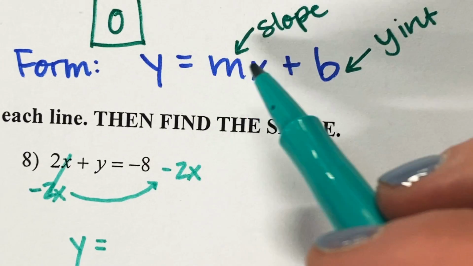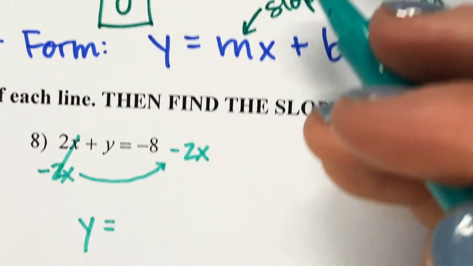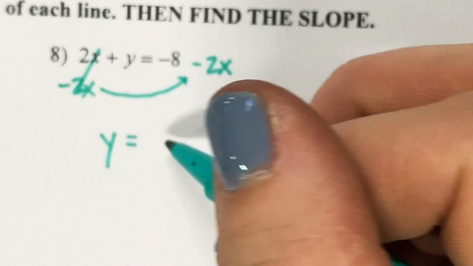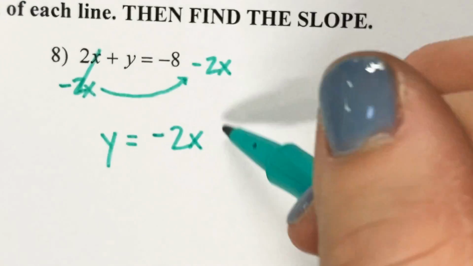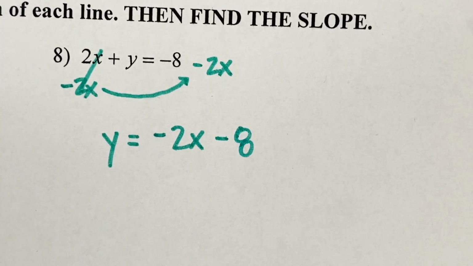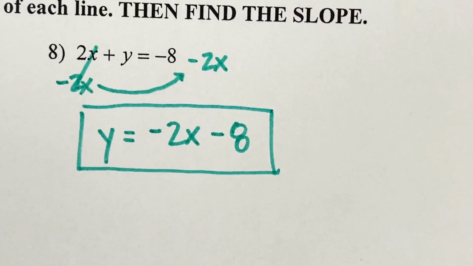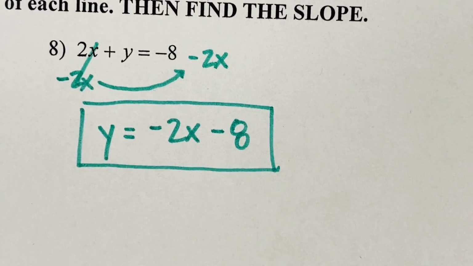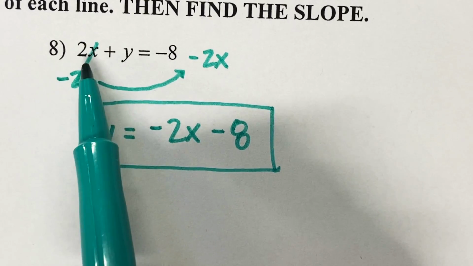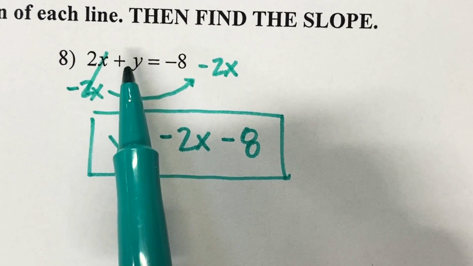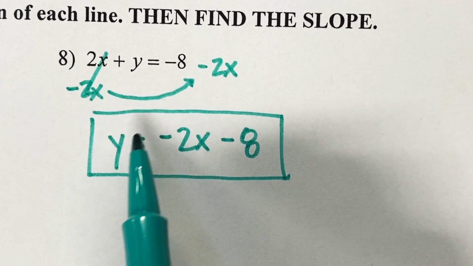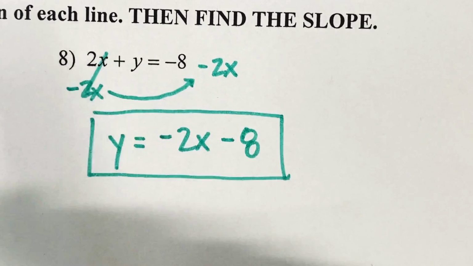When I rewrite it, I want the one with the x to come first. So y equals negative 2x and minus 8 that was already over there. And guess what? That's it. So we changed it from standard form, where the x's and y's were on the same side, to slope-intercept, where our y is by itself.